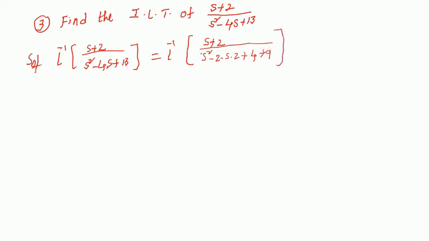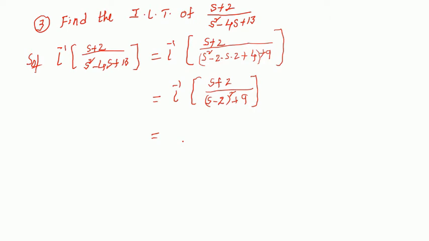Now I can take this term as a single term. So this is equal to what? L inverse of s plus 2 by... what is the form of this one? This is of the form a square minus 2ab plus b square. I can write that as a minus b whole square, a minus b whole square plus, what is the remaining? 9. Now see, what is the form of s in the denominator? s minus 2. Whatever the form we have for s in the denominator, the same form we need in the numerator.